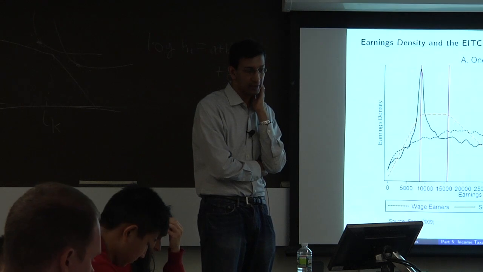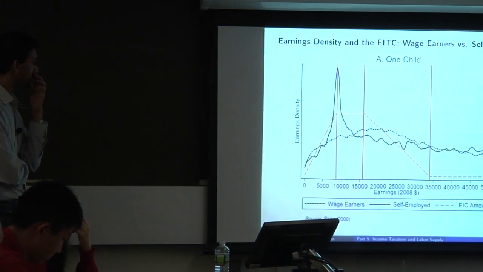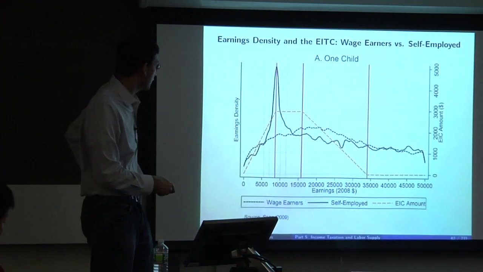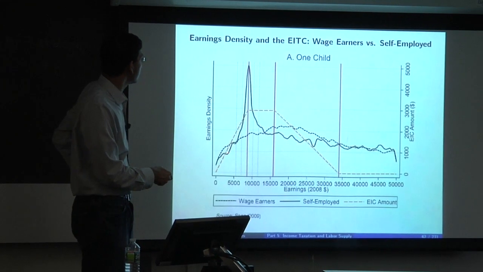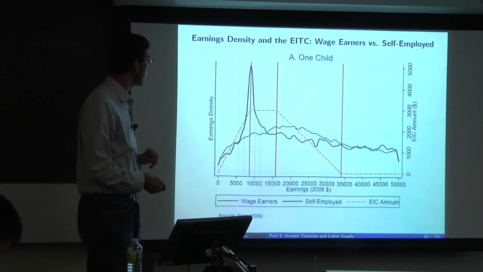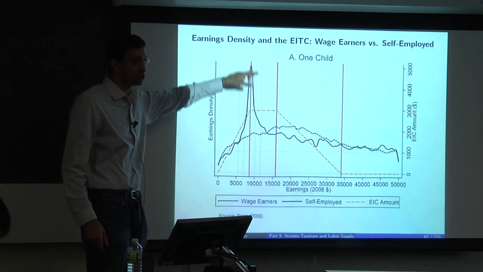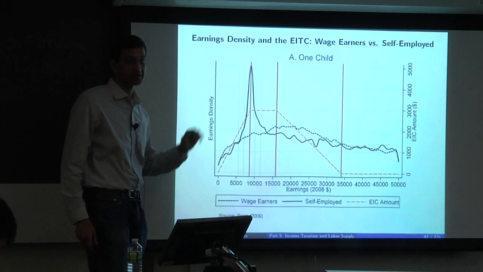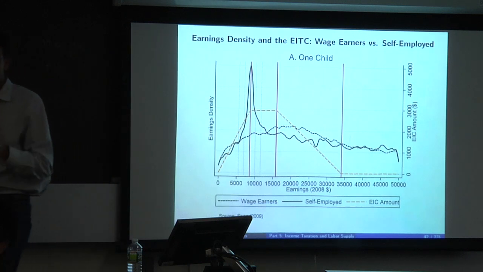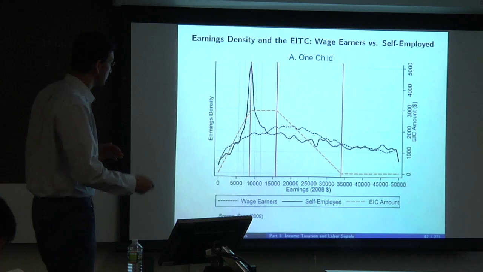So this is something that I showed you early on in the first lecture, a version of this from our recent paper. This is just the plot of the income distribution around the EITC schedule, right? And the solid line here is for self-employed people, and you see this huge spike for the self-employed exactly at the first kink of the EITC schedule, which recall is the refund maximizing point.